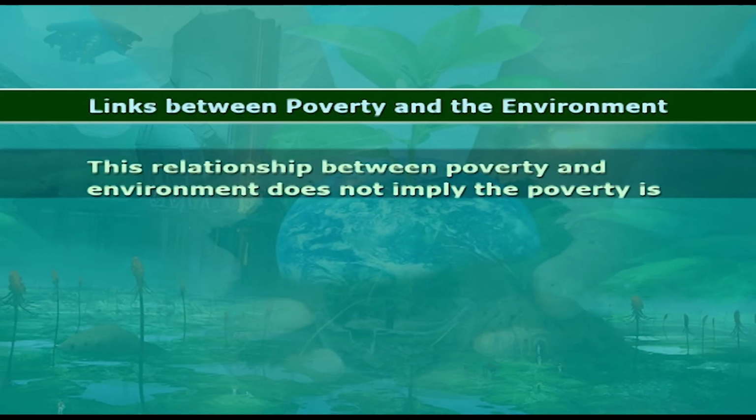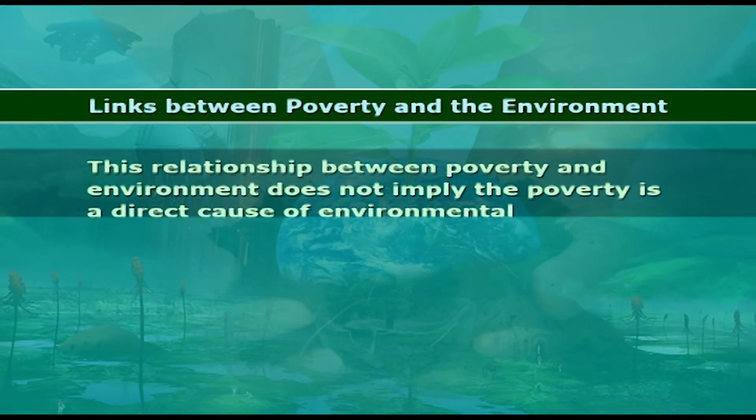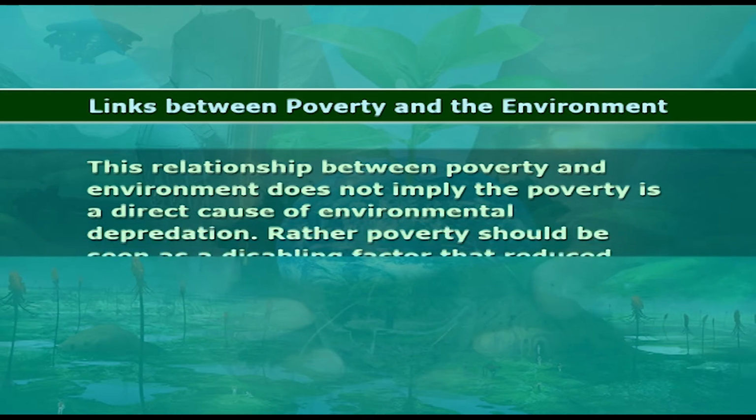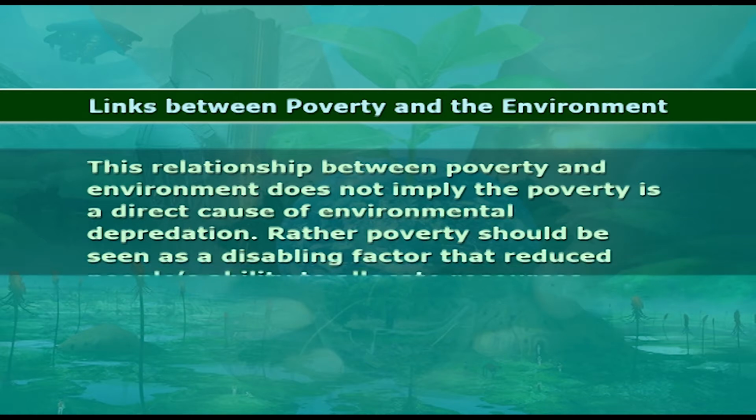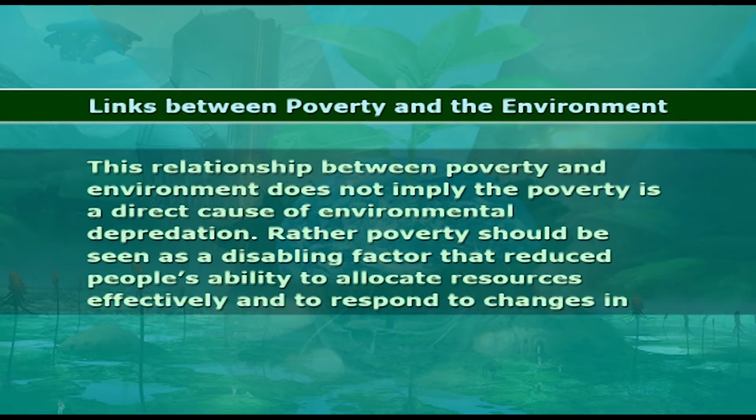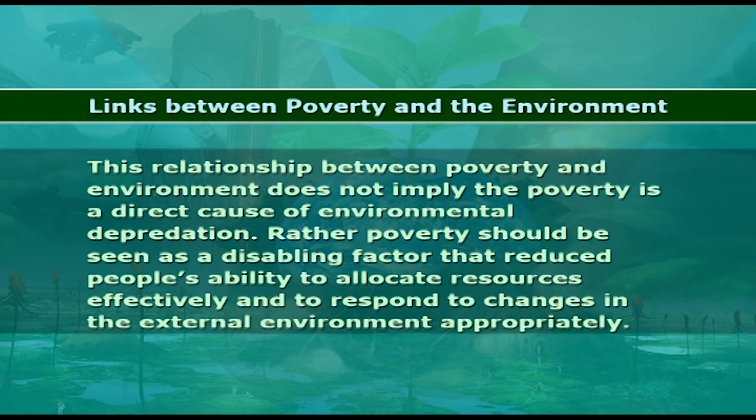In this situation, what course of action the poor take depends on the immediate options available, cultural and institutional factors, and local and national government policies. This relationship between poverty and environment does not imply that poverty is a direct cause of environmental degradation. Rather, poverty should be seen as a disabling factor that reduces people's ability to allocate resources effectively and to respond to changes in the external environment appropriately.